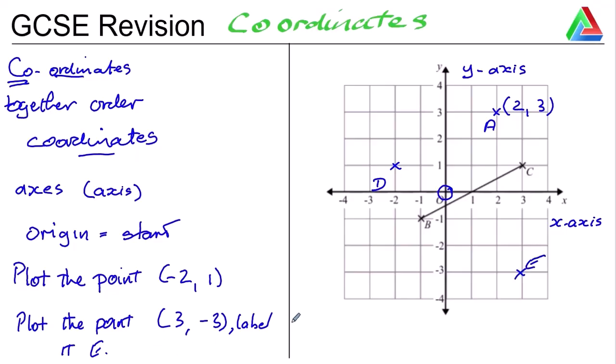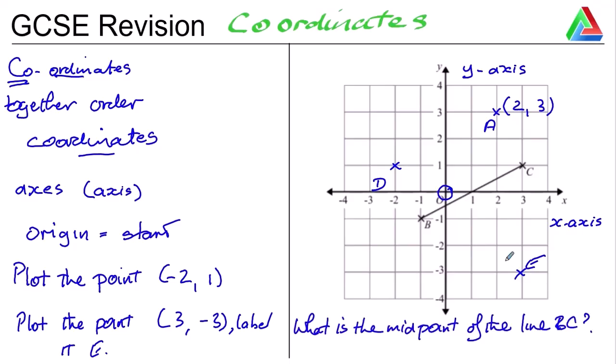Often in an exam, you'll be asked something like this. What is the midpoint of the line BC? So BC is here. Midpoint just means middle point. So start at B. Come along the x-axis 1, 2, 3, 4, which takes us to C. So half of 4 is 2. So start at B again, come along 2, 1, 2. And here we go up to the line. So this point here is the midpoint, which is from the origin, 1 along and none up. So 1, 0.